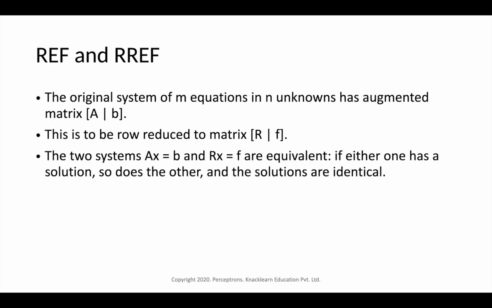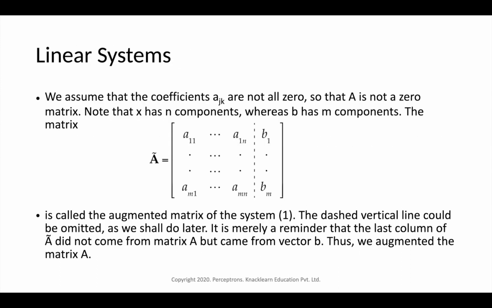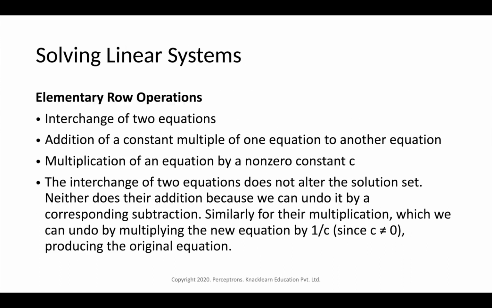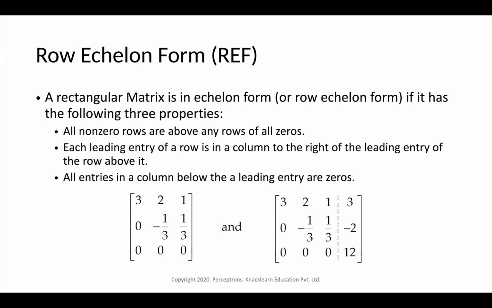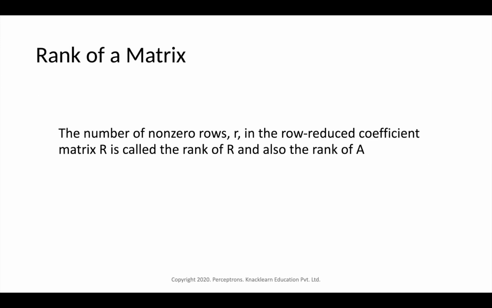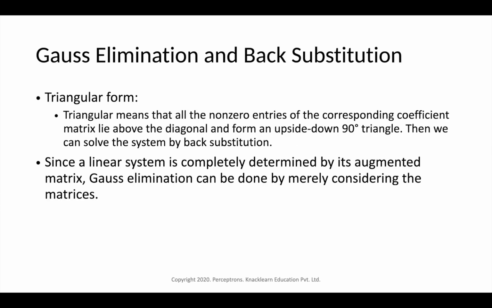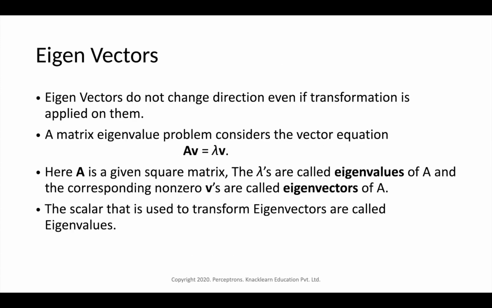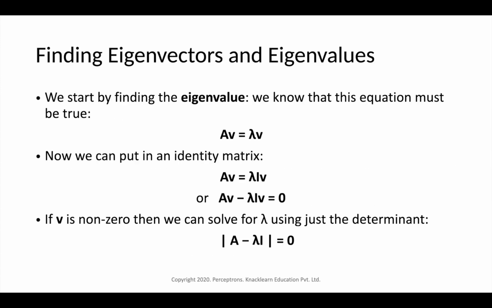So what all did we discuss in this session? First we looked into linear systems, then we looked into solving linear systems, that is performing elementary row operations, then row echelon form and reduced row echelon form. Then we discussed the rank of a matrix. Then we looked into Gaussian elimination and back substitution. And after that, we looked into eigenvectors and eigenvalues.